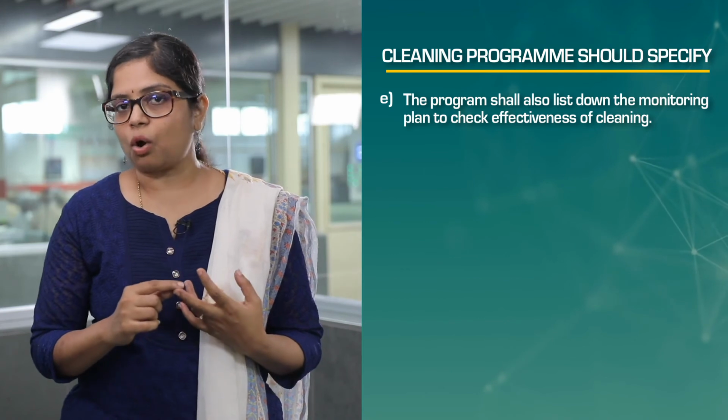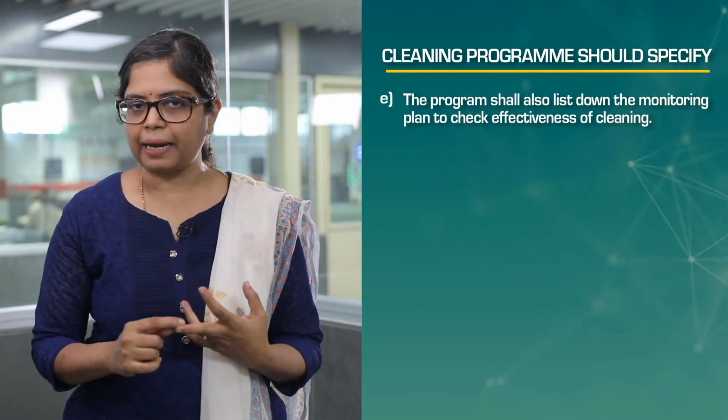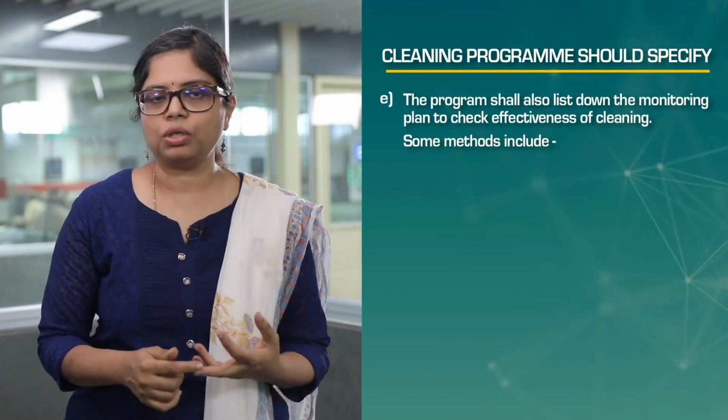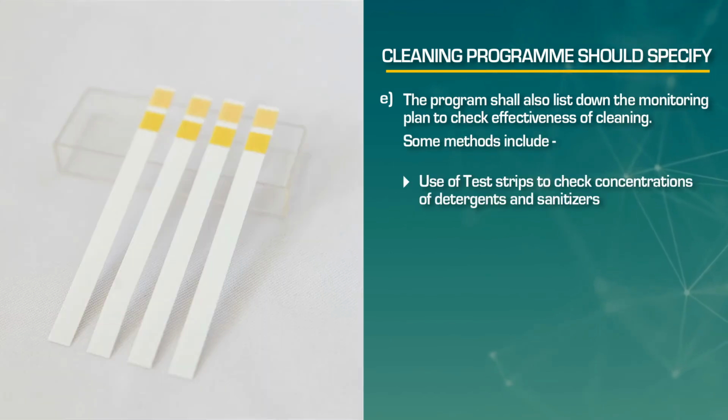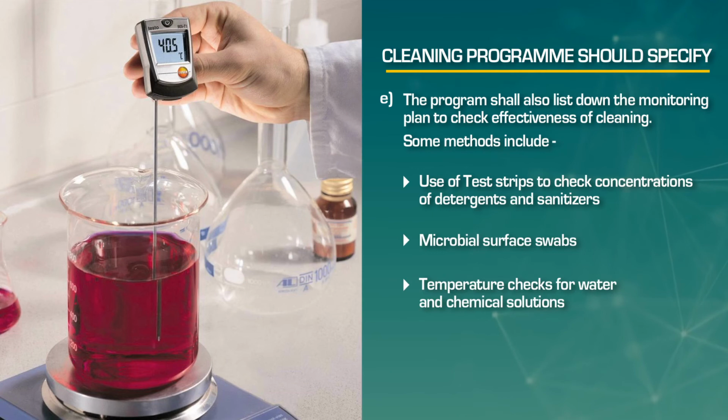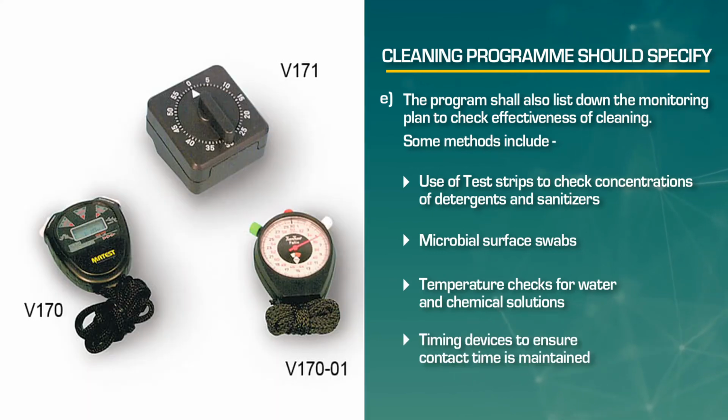The program shall also list down the monitoring plan to check effectiveness of cleaning. Some methods could include use of test strips to check the concentration of detergents and sanitizers, microbial surface swabs, temperature checks for water and chemical solutions, use of timing devices to ensure contact time is maintained.